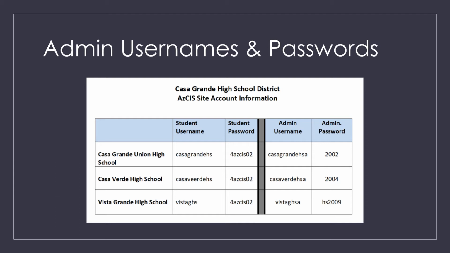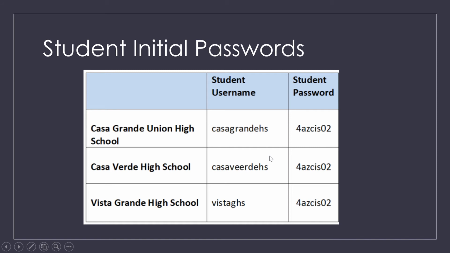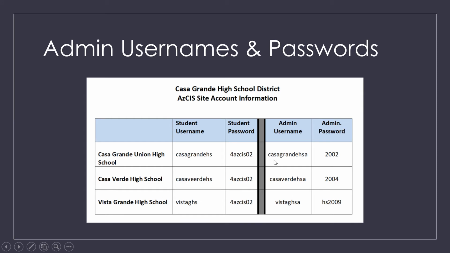So each school has an administrative password. Casa Grande Union High School has an administrative username and a password, 2002. And then you have Vista Grande, which is Vista HSA. The key here is the A. And their password is HS2009. So notice they all have A's at the end. That's to let you know it's an administrative account.